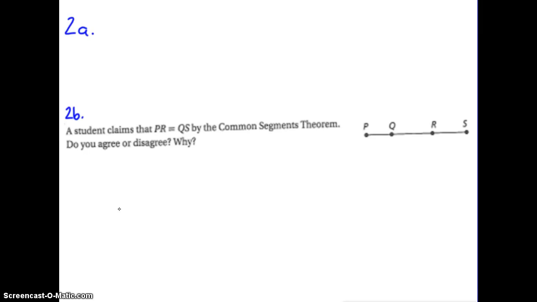Alright, so I'm not sure how 2A got left off, but let's talk about it. It says, a student writes the equation in step 3 of the proof as AB plus BC equals CD plus BC. So instead of writing it AB plus BC equals BC plus CD, they switched the BC here. So it looks like this.